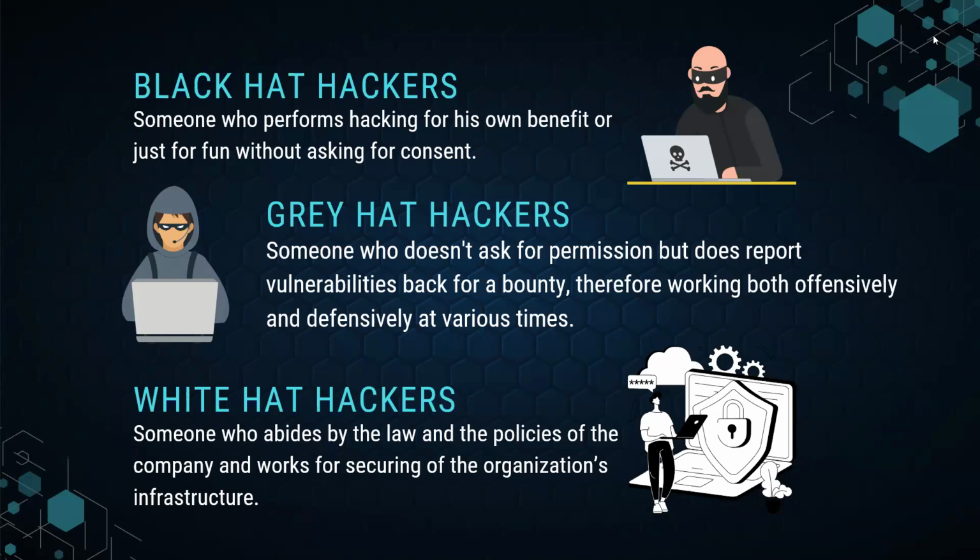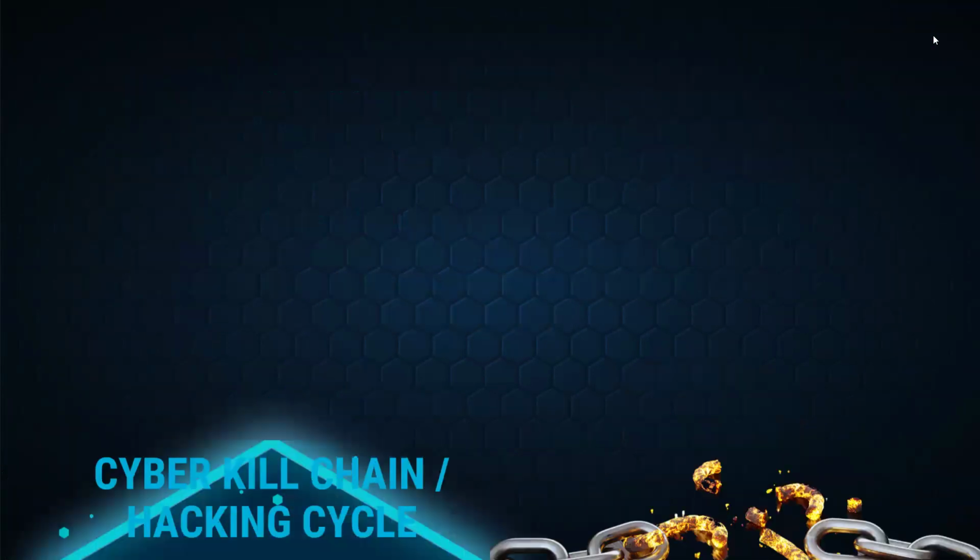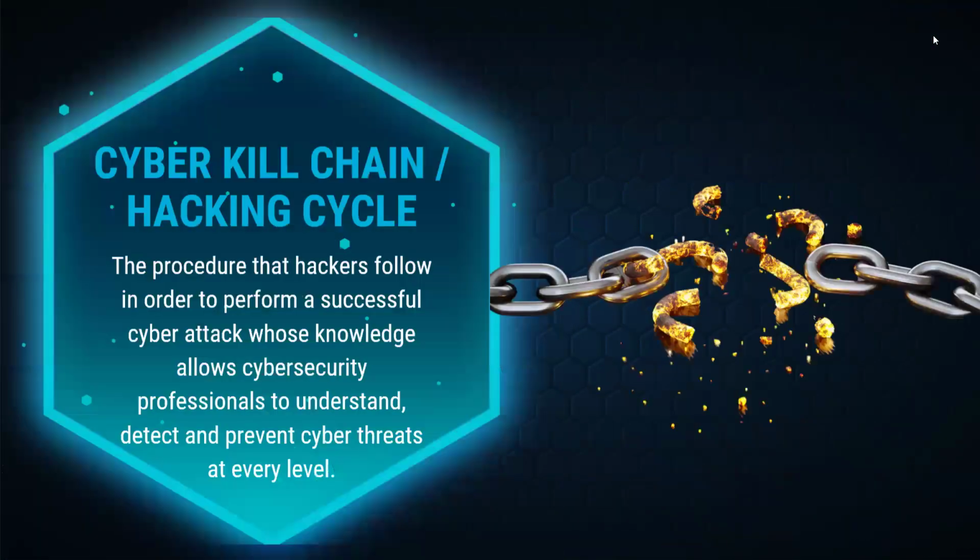hat, or black hat, who perform hacking or ethical hacking in a certain procedure. And that procedure is called the cyber kill chain. In our organization as well, we use the same procedure called cyber kill chain to find vulnerabilities and remediate. So the procedure that is followed by hackers or cyber criminals to perform a successful cyber attack is called the cyber kill chain. It's also commonly known as the hacking cycle.